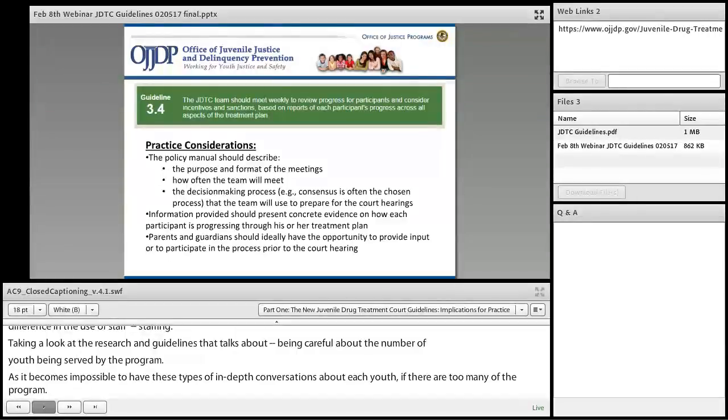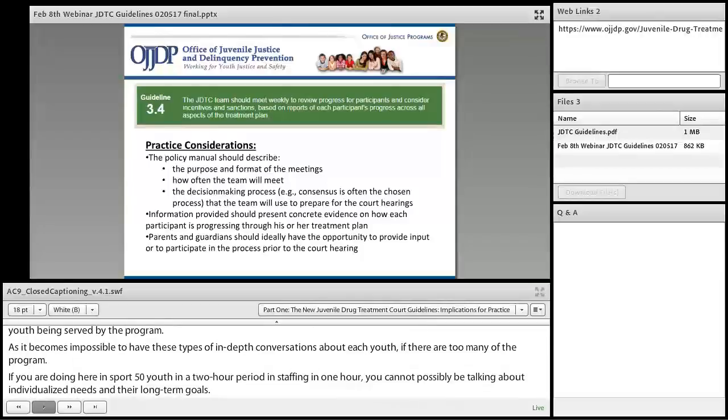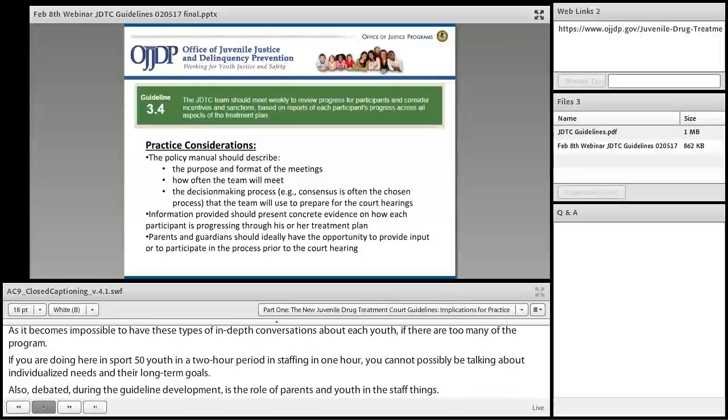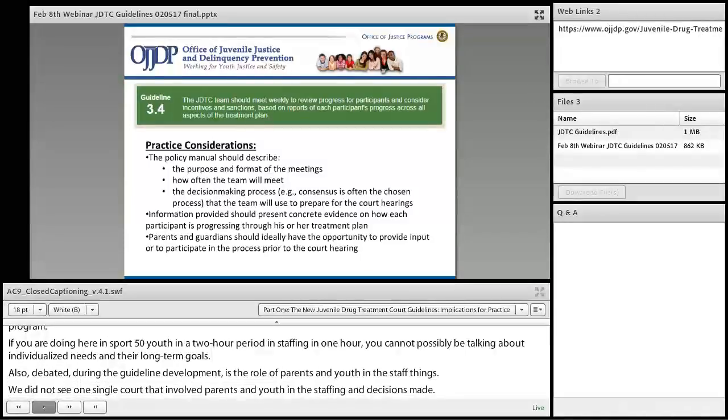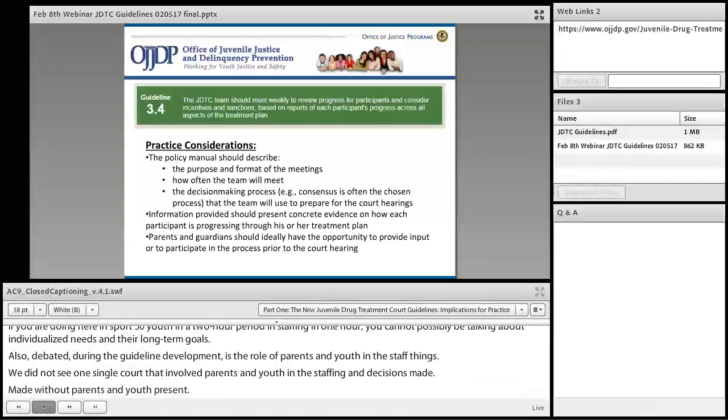Also hotly debated during the guidelines development was the role of parents and youth in the staffings. We didn't see a single court that did involve parents and youth in the staffings. The decisions were made without the parents and youth present. So really considering how you might either provide an opportunity for direct input into the staffing or having them there is an important conversation for the drug court team.